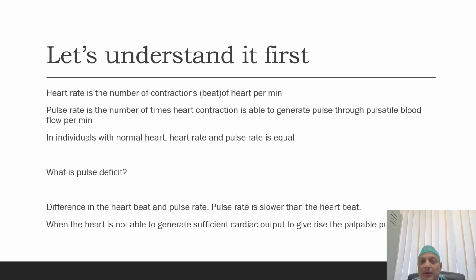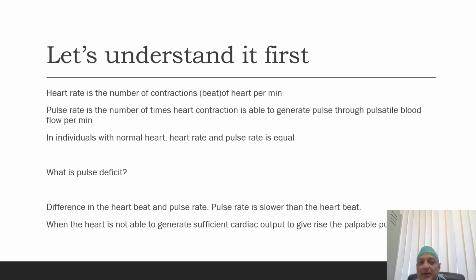Heart rate is the number of contractions of the heart per minute, and the pulse rate is the number of times heart contraction is able to generate a pulse through pulsatile blood flow per minute. So we can say whenever the heart contracts, it generates a pulse, and in individuals with a normal heart, heart rate and pulse rate are equal. So now we understand what is pulse deficit.